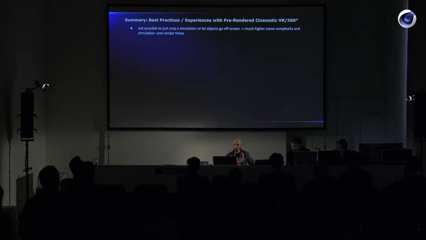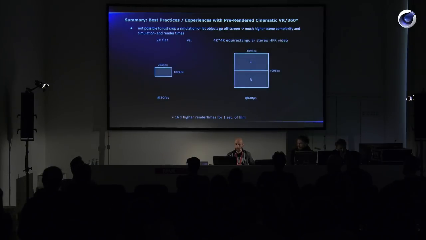Some stuff that I noticed, which were good practices or experiences. The first thing is pretty straightforward. It's not possible to just crop a simulation or let objects go off screen. That makes for much higher scene complexity, simulation, and render times. And if you compare the render times of a normal 2K flat image versus the master format that I used, you have 16 times higher render times for 1 second of film. So that's why I needed a render farm.